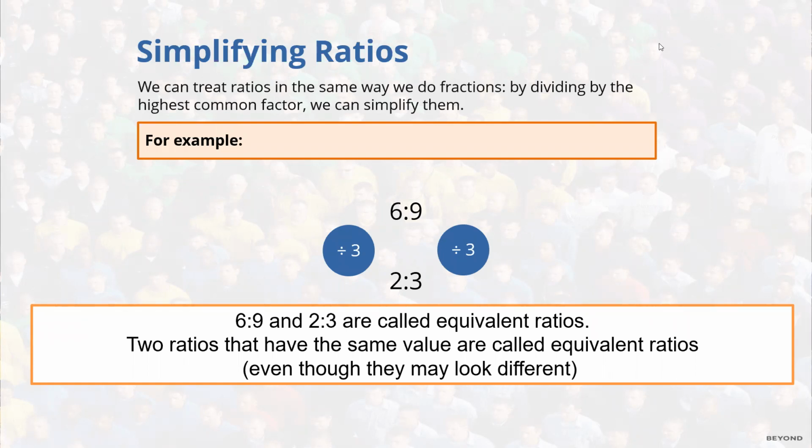Even though they might look different, they have the same value, right? Okay, they are equivalent ratios. Equivalent ratios means that if you have one ratio and you are able to reduce it using the highest common factor, those two ratios are called equivalent ratios, because they have the same value even though they may look different.